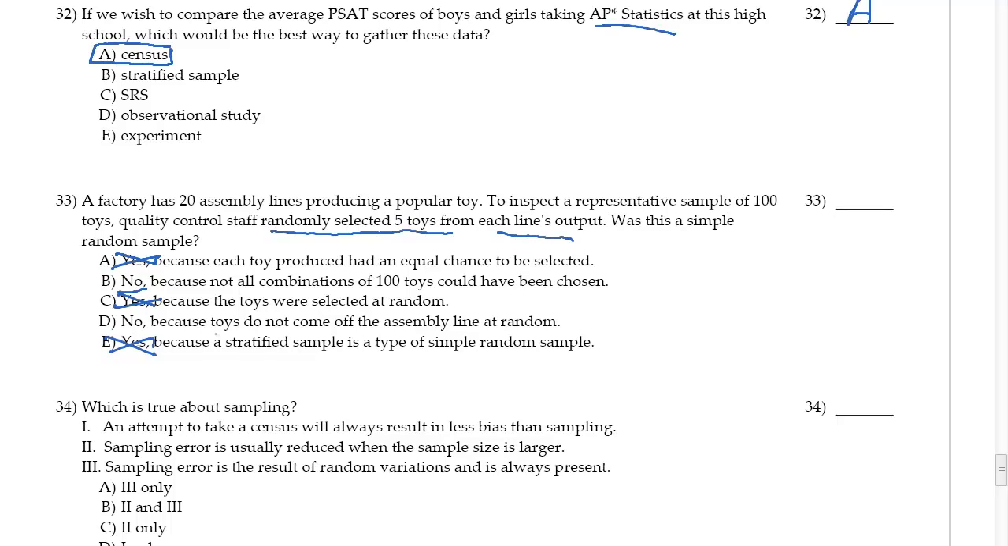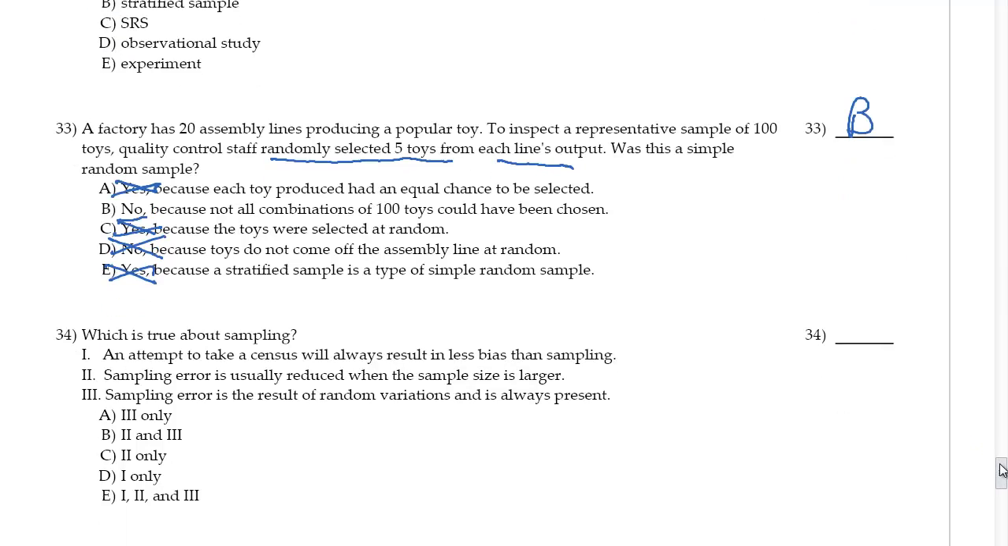So it has not. So we are only looking at the no's, okay? And so no, because toys do not come off the assembly line at random. Yeah, but you can still randomly select them off of the line. And so the answer here is going to be B. And then let's see if we can get 34 in.